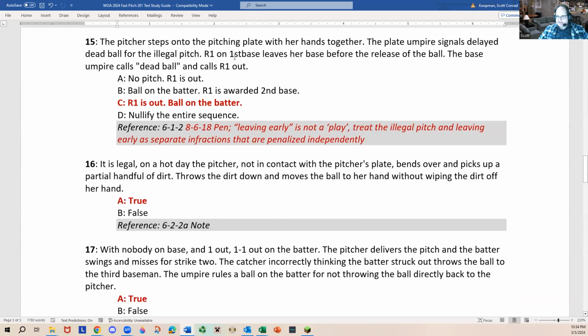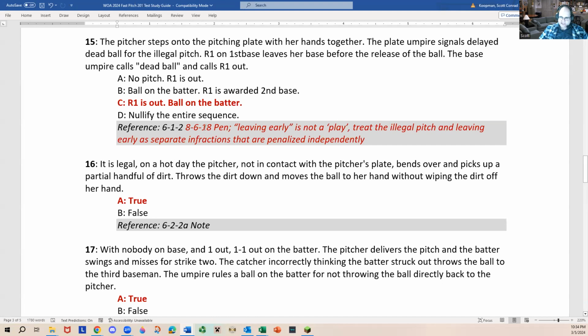Question 15. The pitcher steps onto the pitching plate with her hands together. Again, that is illegal. The plate umpire signals delayed dead ball for the illegal pitch. Good call, umpire. R1 is on first base, and leaves the base before the release of the ball, leaving early. The look back rule. The base umpire calls dead ball, which is what you always do when somebody leaves early, and then calls R1 out. But because we have an illegal pitch, normally we would say, hey, coach, on an illegal pitch, you can take the result of the play or a ball on the batter.